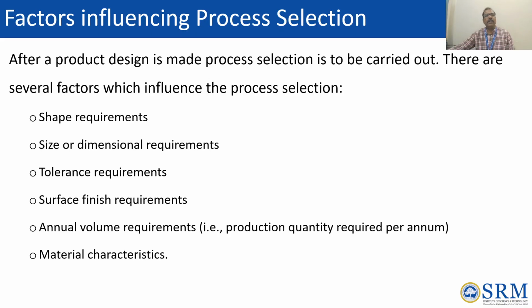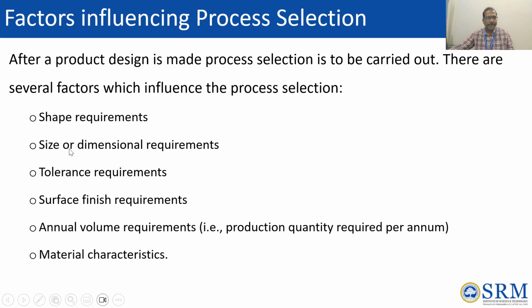To start with, what are the factors influencing process selection? Assume we have decided the product design after discussion with the internal team, based on the requirement from the customers. Then what are all the considerations we should have to decide what kind of process we are going to use to make that particular product? There are various factors which influence the process selection.